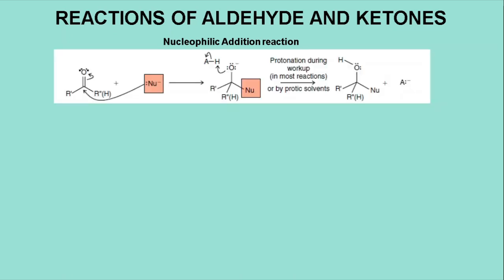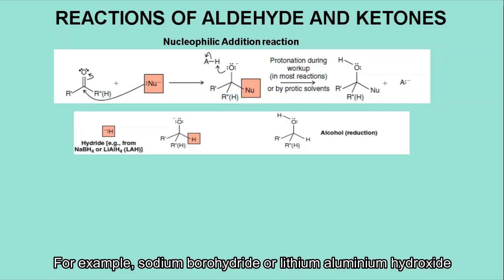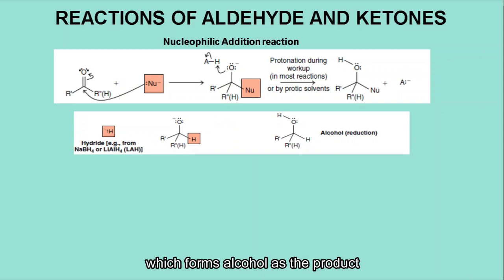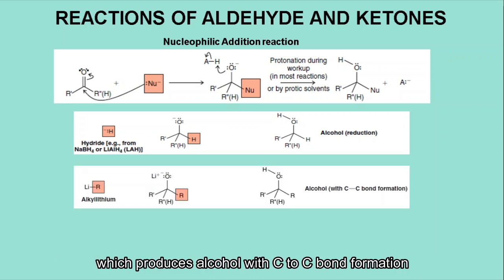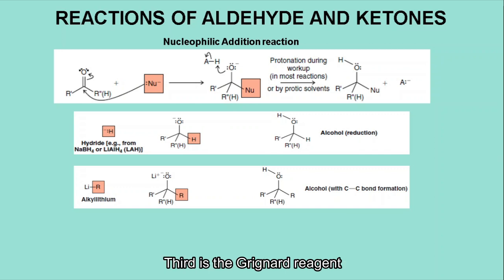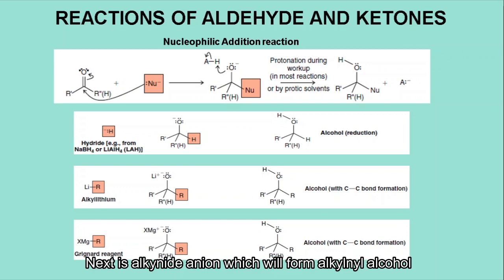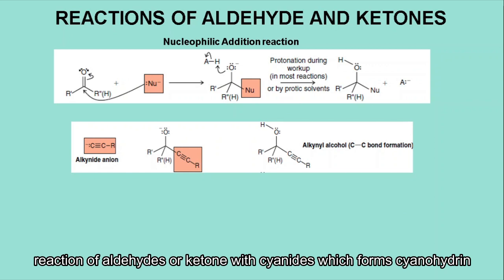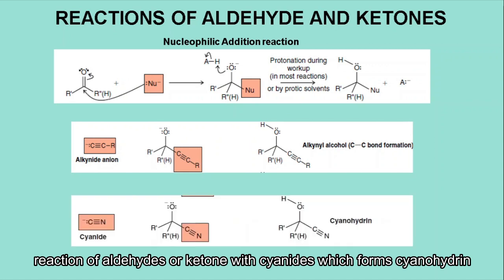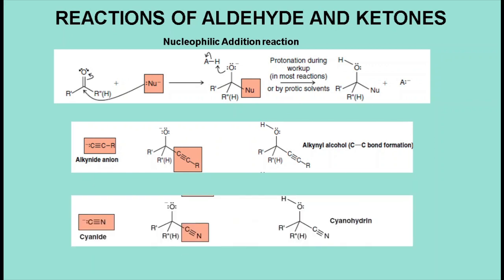The first reaction is with hydrides, for example sodium borohydride or lithium aluminum hydride, which forms the alcohol as the product. Second is the reaction of aldehydes or ketones with alkyl lithium, which produces alcohol with C to C bond formation. Third is the Grignard reagents, which produce the alcohol. And next one is the alkynyl anion, which forms alkynyl alcohol. Last is the reaction of aldehydes or ketones with cyanides, which forms a cyanohydrin compound.